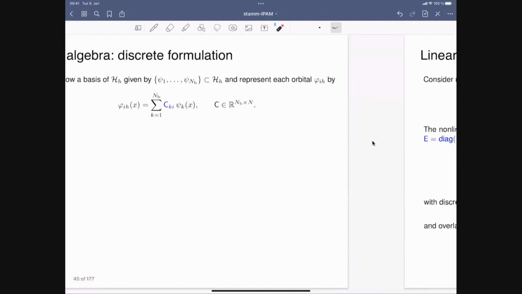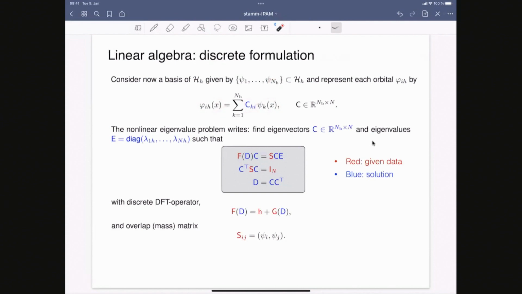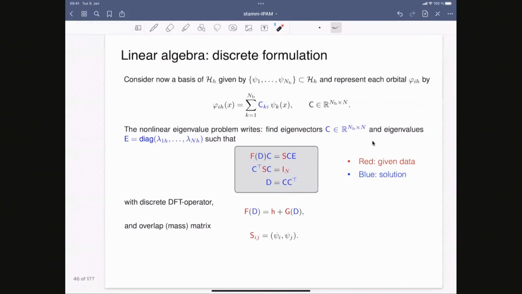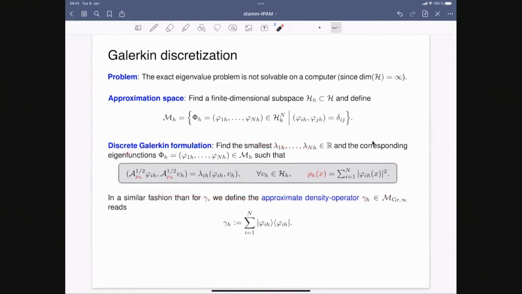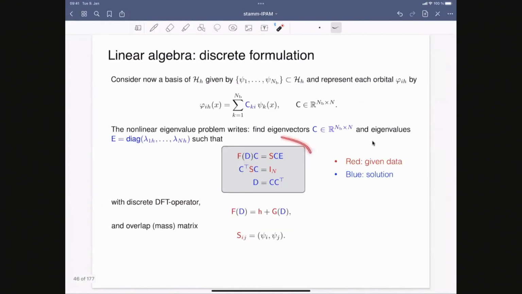Okay, so the nonlinear eigenvalue problem is equivalent to this form, which is in matrix terms that presumably you are all familiar with. Where you have the Fock or the Kohn-Sham operator, and here this is the set of the eigenvectors. You have the overlap matrix, and here you build the density matrix that incorporates the nonlinearity in the Hamiltonian in here.